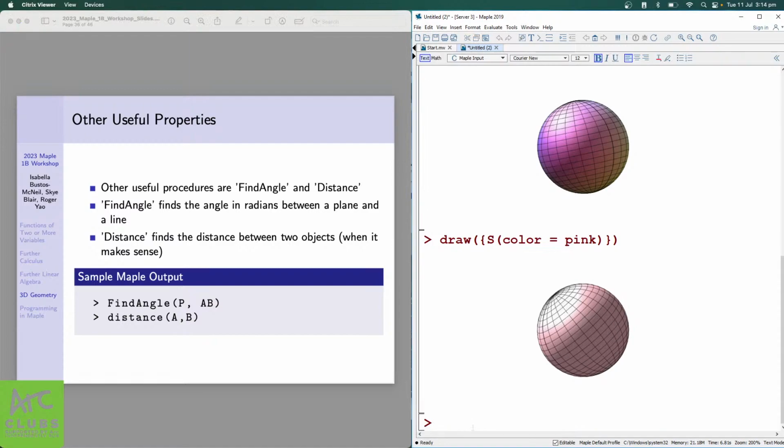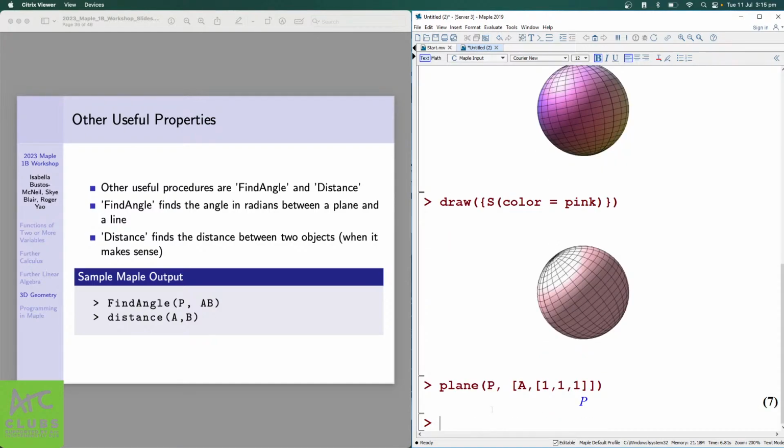Okay, some other useful properties of Geom3D are finding angles and distance. So distance finds the distance between 2 objects whenever it makes sense, and angle finds the angle in radians between a plane and a line. So let's go through each of these one by one. Let's begin by defining a plane. So we have a plane. Let's call this plane P, and let's define it using its point normal form. So it's going to pass through A and have a normal 1, 1, 1.